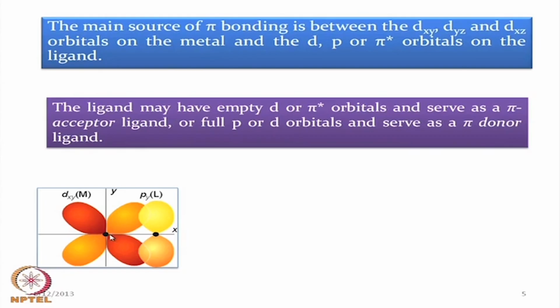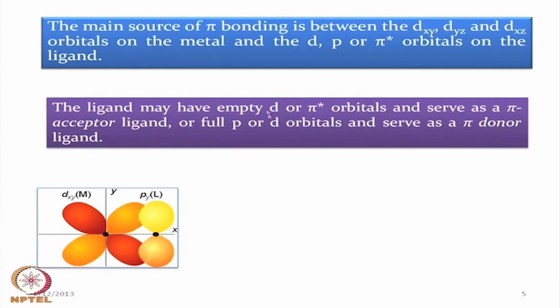Now, we will consider some of these ligands as the typical pi acceptor ligands, or full p and d orbitals to serve as pi donor ligands. So, if we have the vacant or empty d or pi star orbitals, that means if we consider nitrogen, we can consider that it has the vacant d orbital because we do not have any electron in the d level for nitrogen or oxygen.